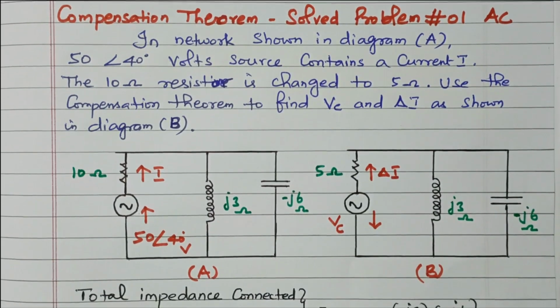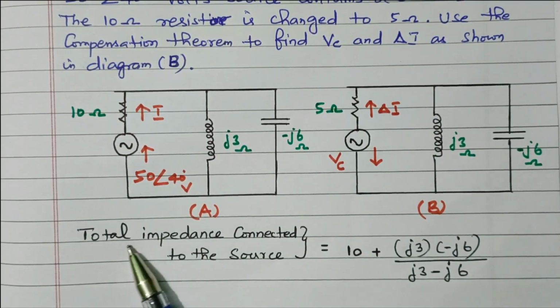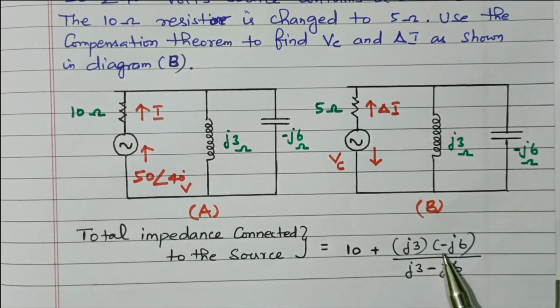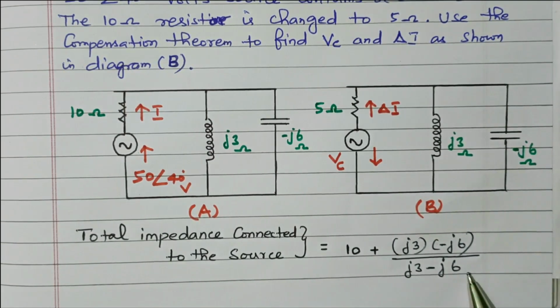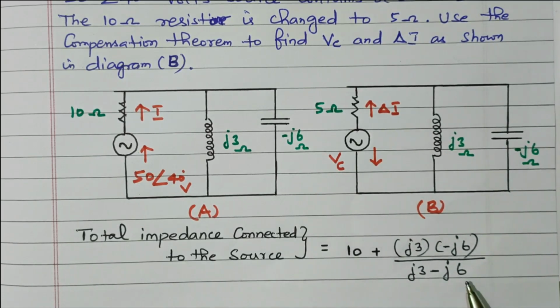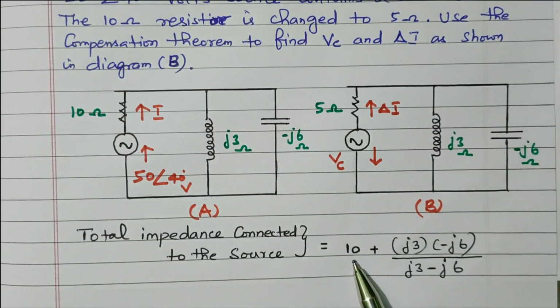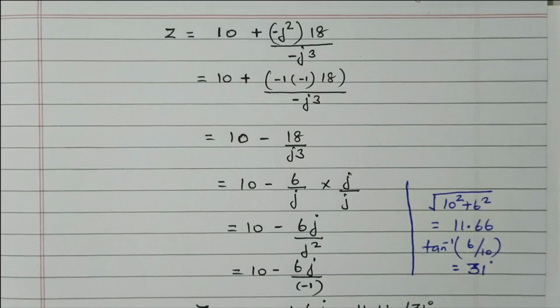Right. Now we'll see the total impedance of the circuit. The total impedance connected to the source is this j3 inductor and minus j6, both connected in parallel. Right? So R1 into R2 divided by R1 plus R2, that is the formula for parallel connection. So j3 into minus j6 divided by j3 minus j6, plus 10. This parallel combination is connected with the 10 ohm resistor. Now we will go to the further simplification.